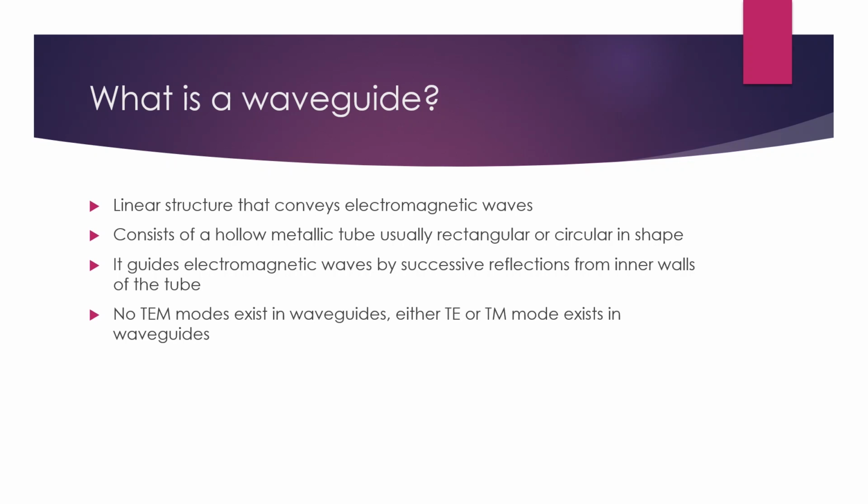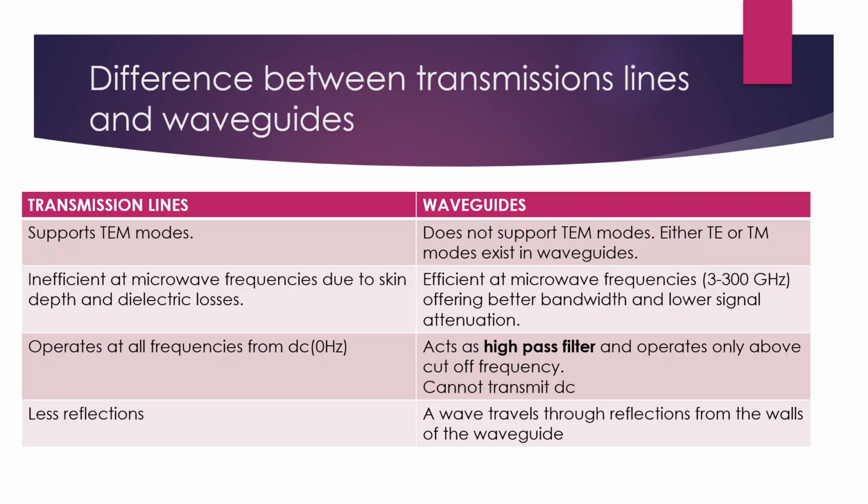And in the case of waveguides, TEM does not exist, but either TE or TM mode exists. TE stands for transverse electric mode and TM stands for transverse magnetic mode. And now let's discuss the main differences between transmission lines and waveguides.